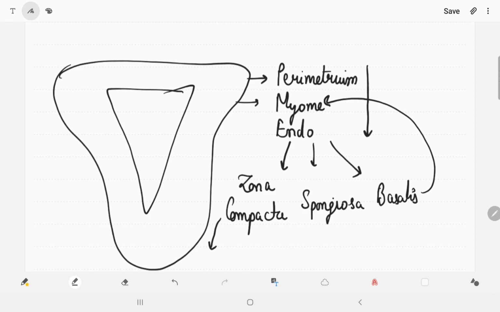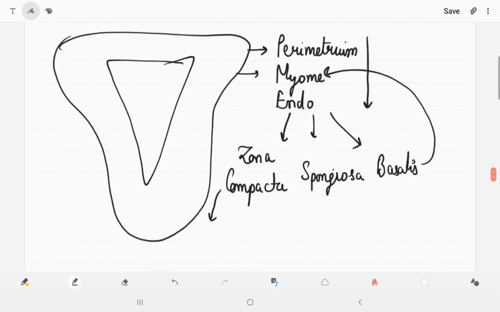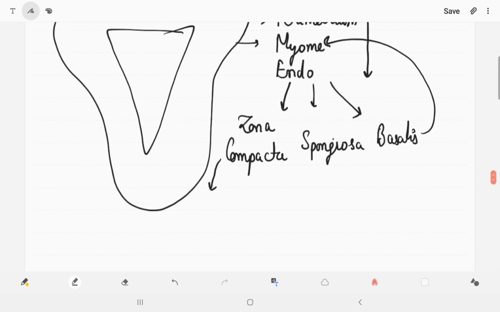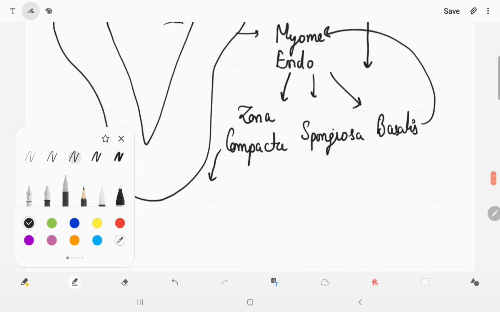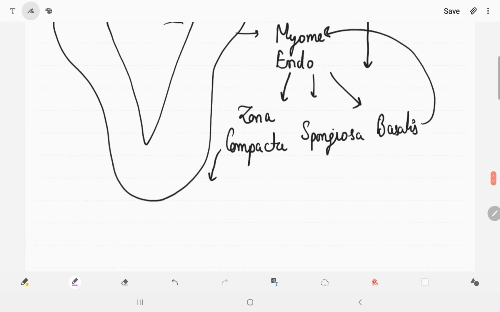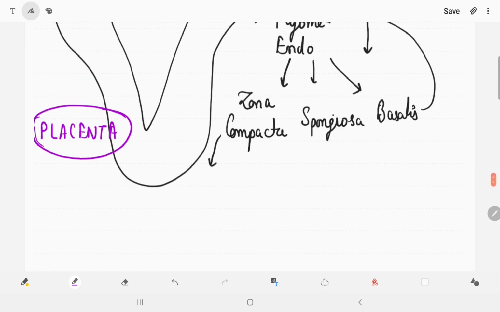So, now I want you to understand that the fetus is going to attach to the uterus. It is going to attach to the uterus through the placenta, which I told you in the previous diagram, right? It will attach to the placenta. For the time being, let's keep this placenta aside, right? Let's look at the mother's uterus.